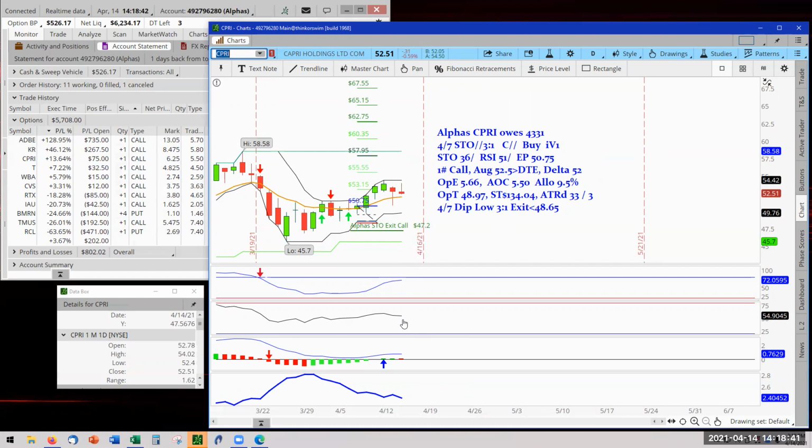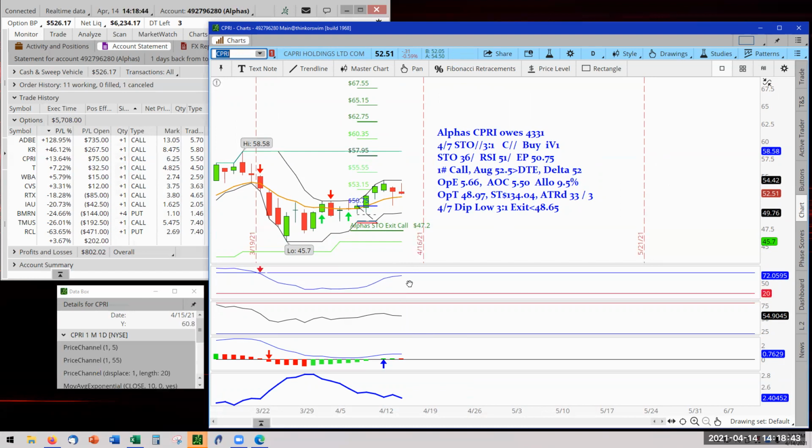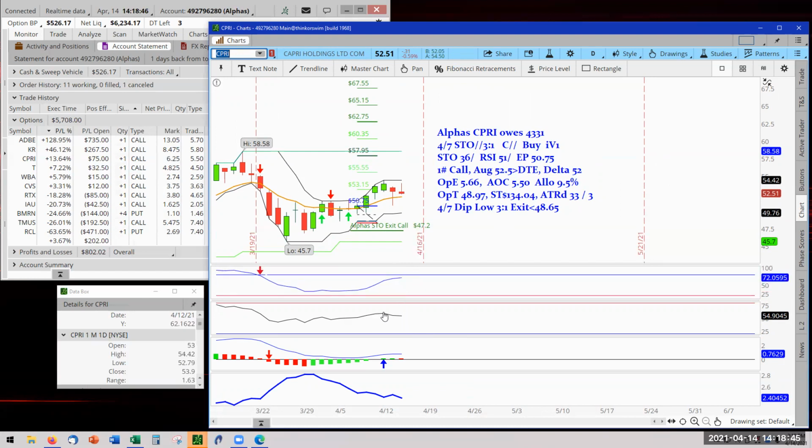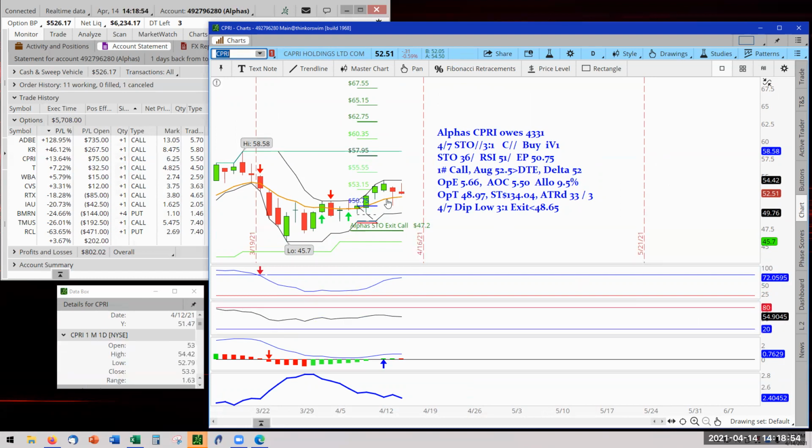We still have some divergence. The stochastics is rising. The RSI is dropping. So the two are not in agreement. Once the two come into agreement, that price is going to explode one way or the other.